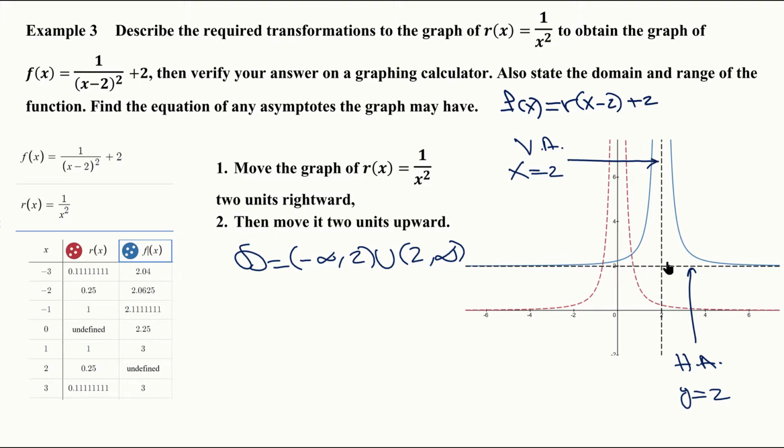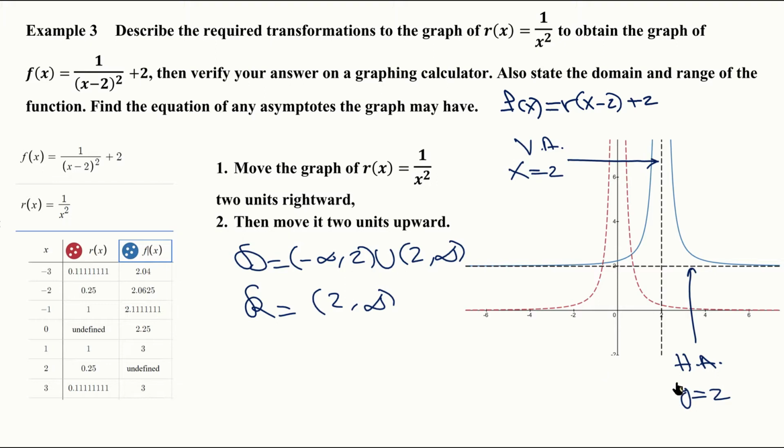And the range for the red curve, the range was all numbers above 0, right? But notice for the blue curve, the set of outputs is going to be all real numbers above this line, the line y equals 2. So basically 2 to infinity. Make sure we don't include 2, because this function never actually takes the value 2, right? It just gets really, really close to it. Okay? All right.